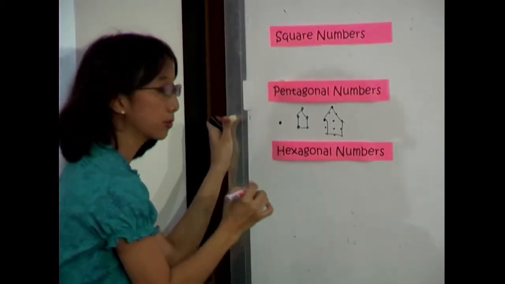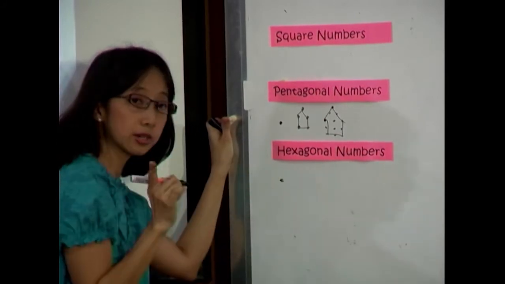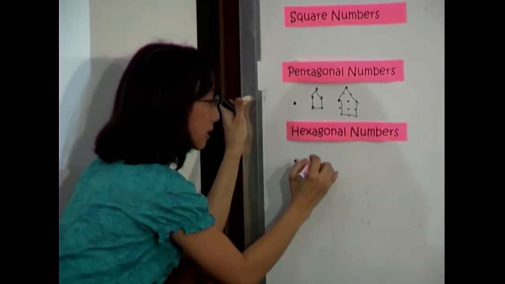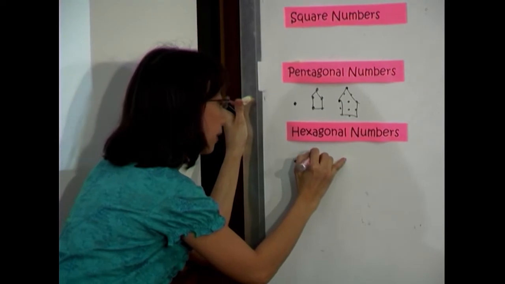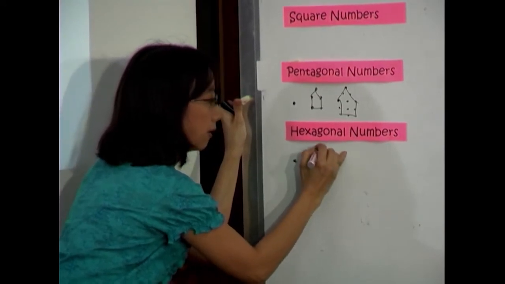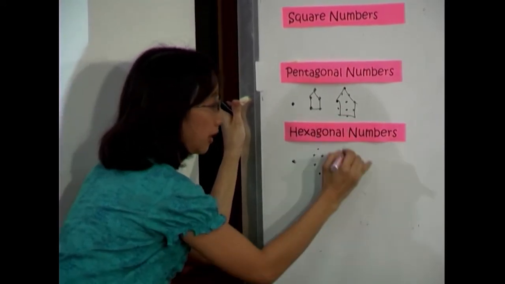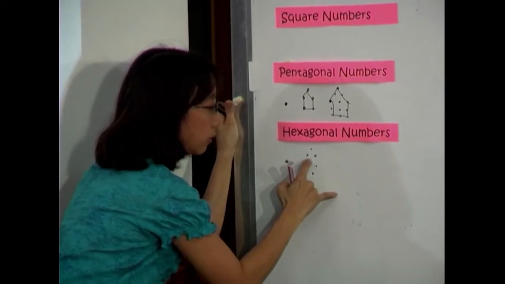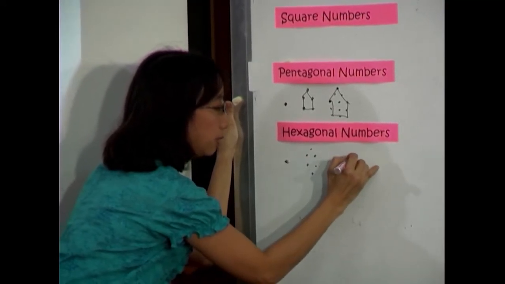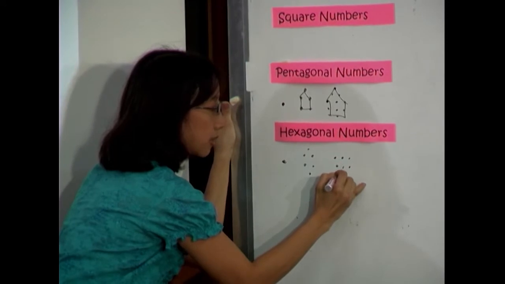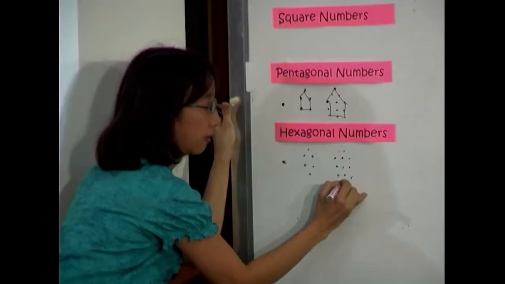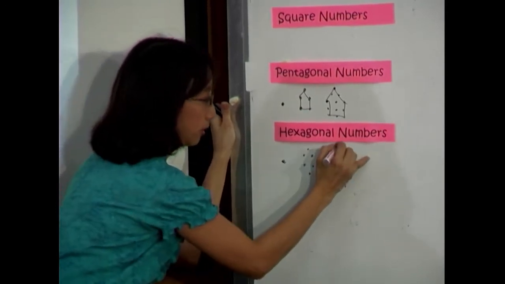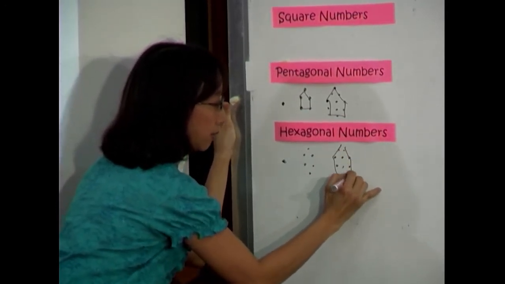And hexagonal numbers would look like this. So, we always start with 1, and then with 6 this time. So, that would be 1, 2, 3, 4, 5, 6. And then, next would be, this is 2x2, no? We get 3x3, 1, 2, 3, 4, 5, 6, 7, 8, 9. So, these are hexagonal numbers.